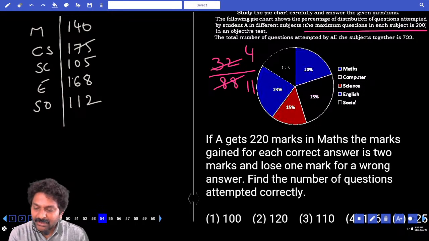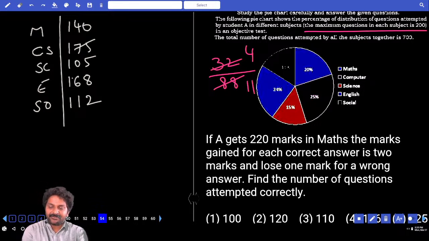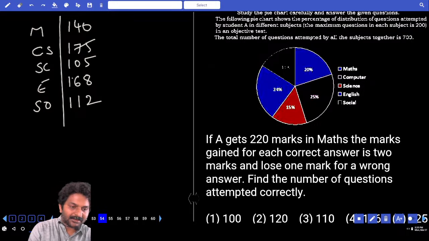If A gets 220 marks in maths, the marks gained for each correct answer is 2 marks and he loses 1 mark for every wrong answer. Number of questions attempted correctly. Okay. Number of questions which got attempted correctly. Okay, right. Total how many questions he attempted in mathematics?